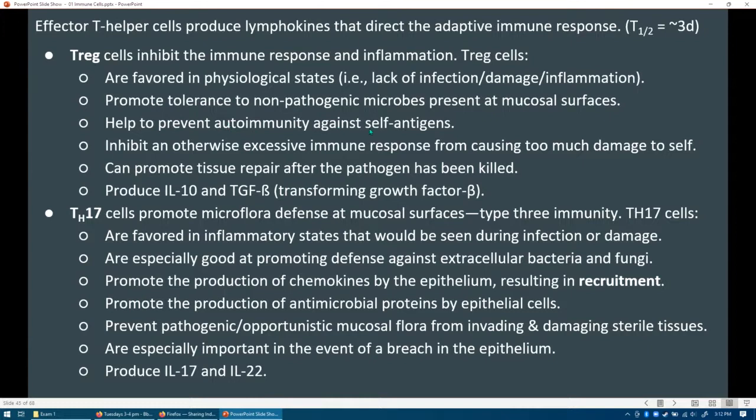They also help to prevent autoimmunity against self-antigens. So they are somewhat self-reactive, at least a lot of them are, and they will respond to peptides derived from self-proteins loaded into MHC2.